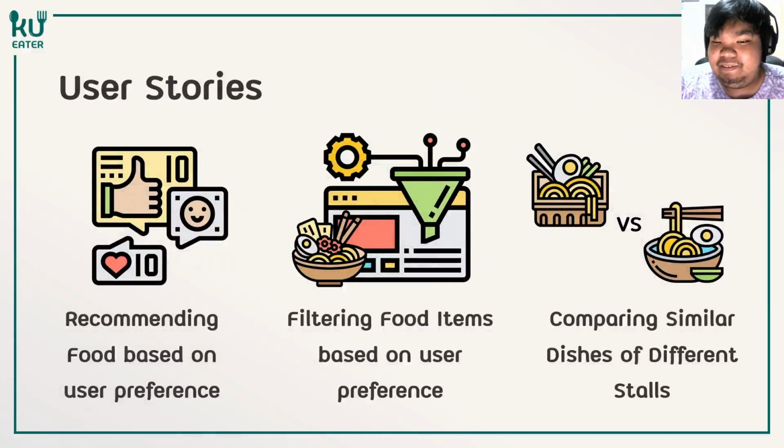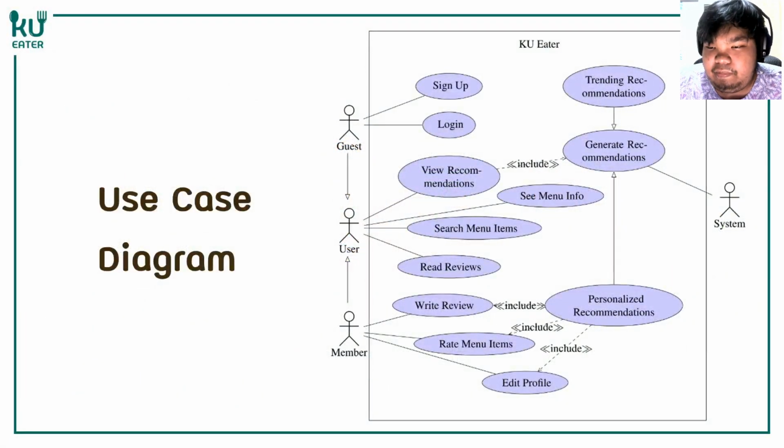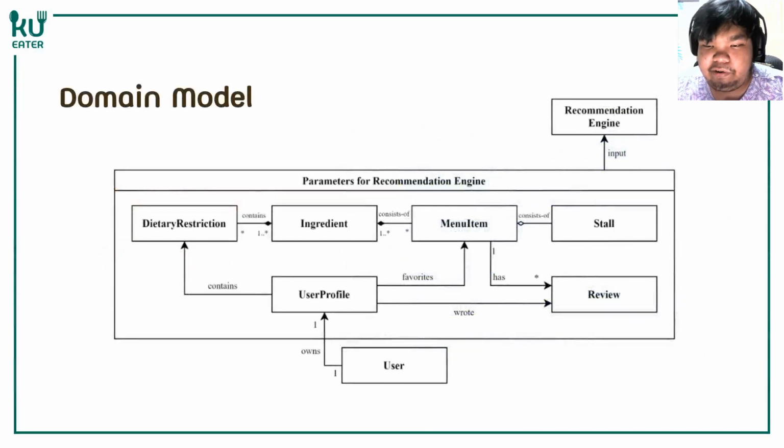For the use case diagram, essentially users will be able to view recommendations, see menu info, search for menu items, and read reviews, while authenticated users, or members, can write reviews, rate menu items, and edit their profile. In the domain model, we have menu items, which need to include ingredients, and the stalls will include those menu items.